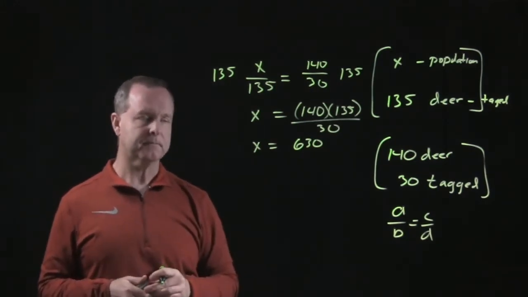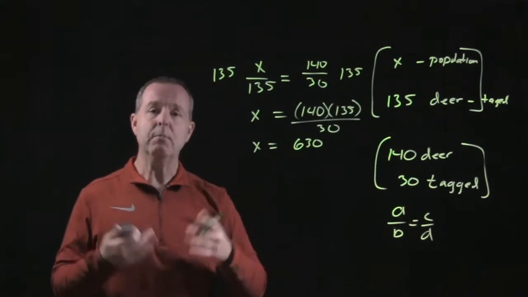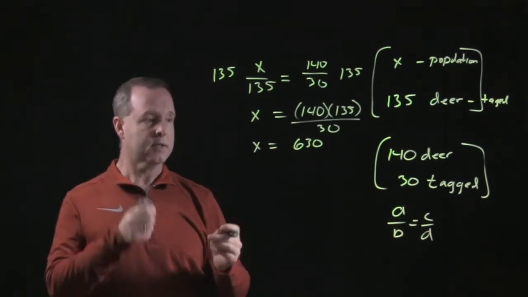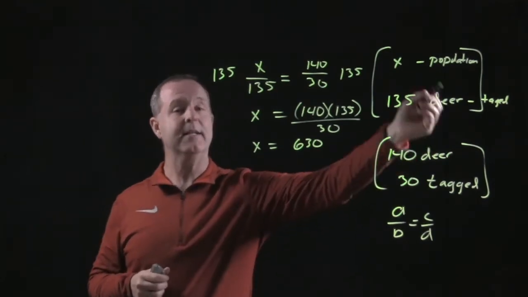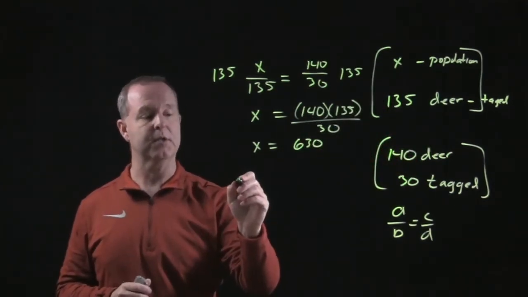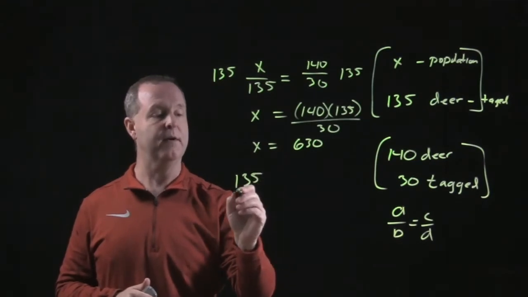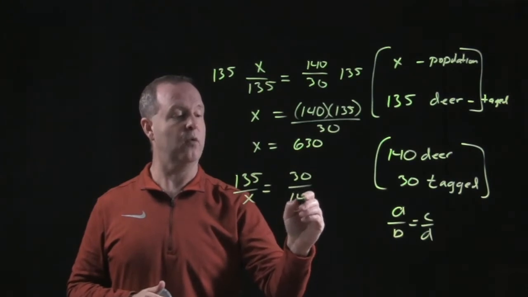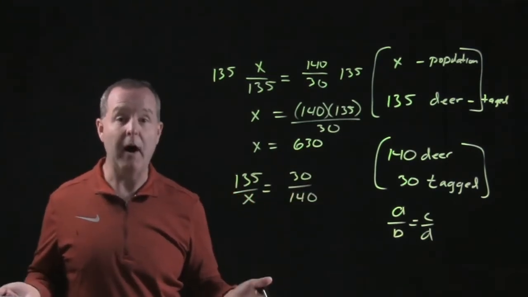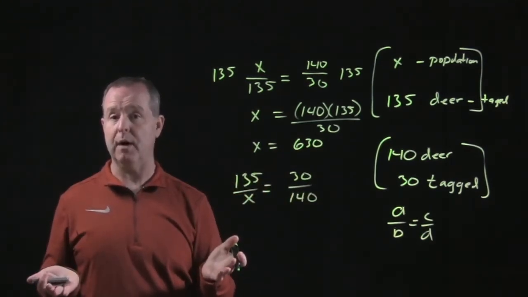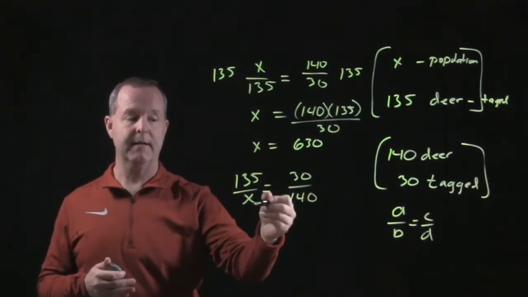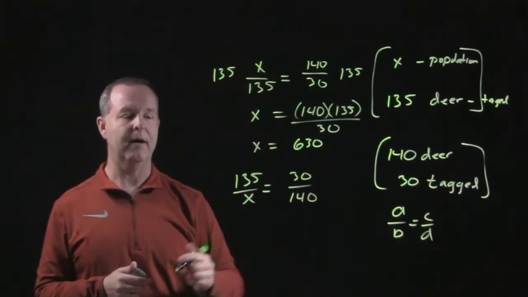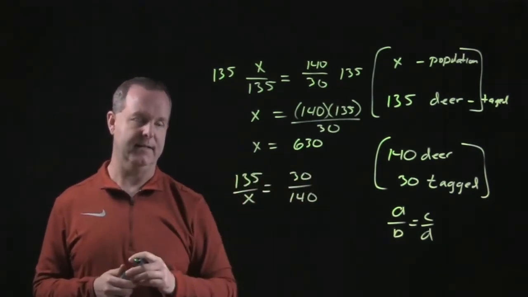Now, a bit of a note here. As you're working this out, you might come up with a slightly different proportion using the same type of idea. So for example, maybe you did tagged to population. So your starting proportion was maybe 135 is to X as 30 is to 140. That's a fine and correct way to start the problem because you're comparing this is to that, this is to that.